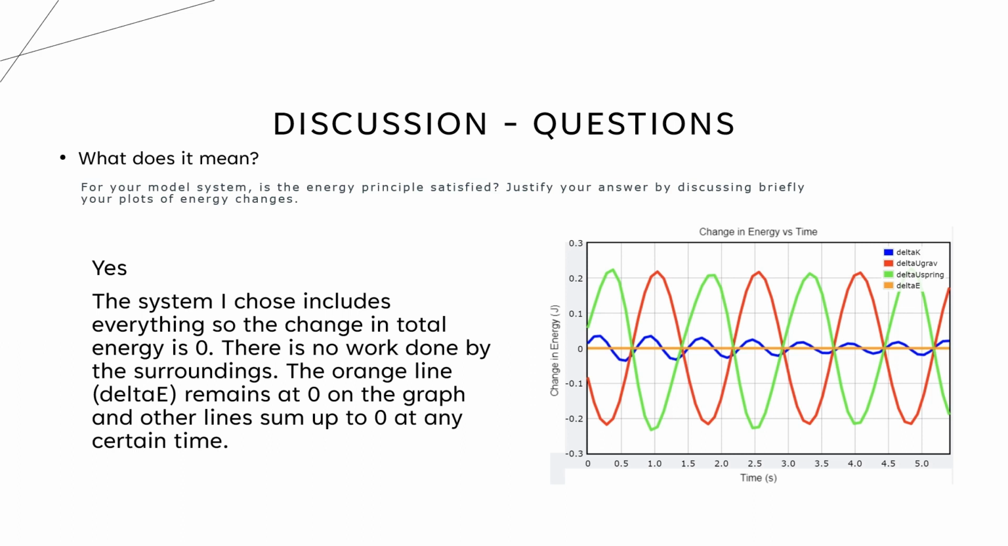And then for the discussion question, yes, the system I chose includes everything, so the change in total energy is 0. There's no work done by the surroundings. The orange line, delta E, remains at 0 on the graph, and the other lines sum up to 0 at any given time.